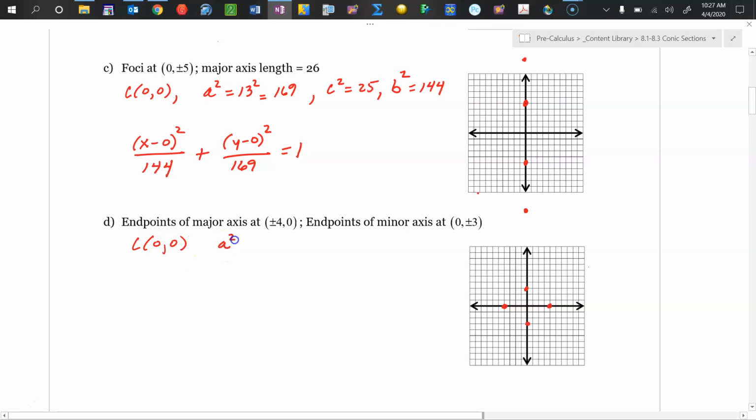Our value of a squared is equal to 16. Our value of b squared is equal to 9. And c squared plus b squared, or b squared plus c squared, has to be equal to a squared. So c squared is equal to 7. So the equation of our ellipse is x minus 0 quantity squared over 16, because it's longer in the horizontal direction, plus y minus 0 squared over 9 is equal to 1.